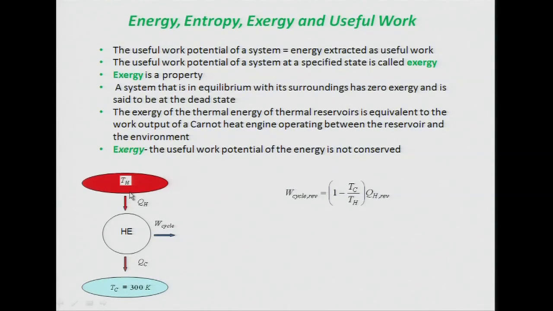This can be our surroundings if you like. We supply heat reversibly from here at this temperature TH to the heat engine, and then on the other side we supply heat from the heat engine to this cold reservoir, again reversibly, and during the cycle there's net work that's put out. We talked last time about the efficiency of such a cycle, and we determined that the theoretical reversible cycle efficiency of this Carnot heat engine is equal to the reversible heat input from the hot reservoir multiplied by a quantity which involves subtracting the ratio of the cold reservoir to the hot reservoir temperature from 1.